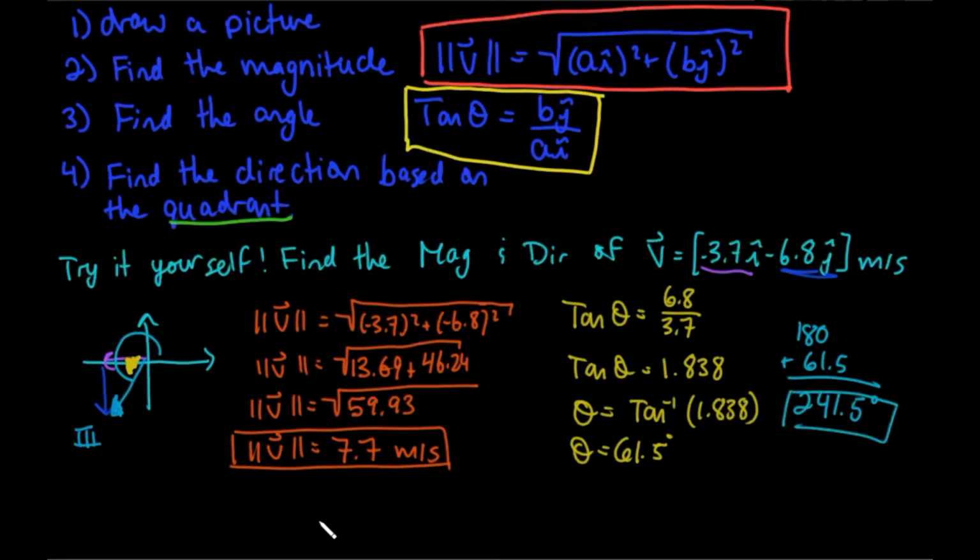And then I'll write it out. Magnitude is 7.7 meters per second, and my direction is 241.5 degrees.